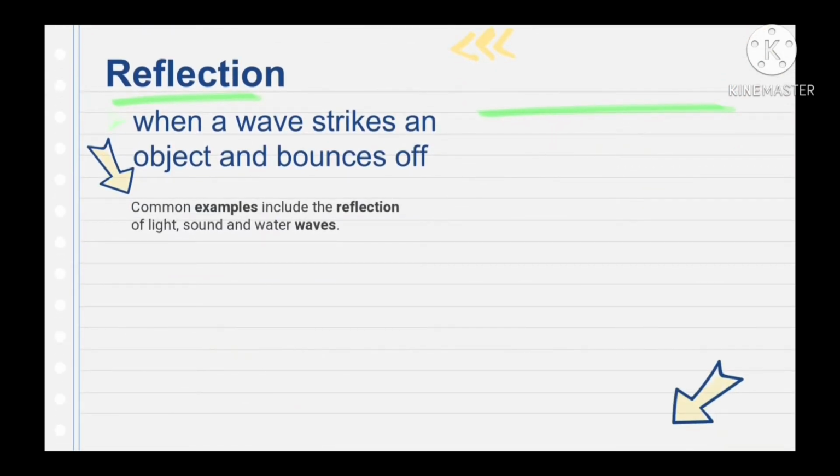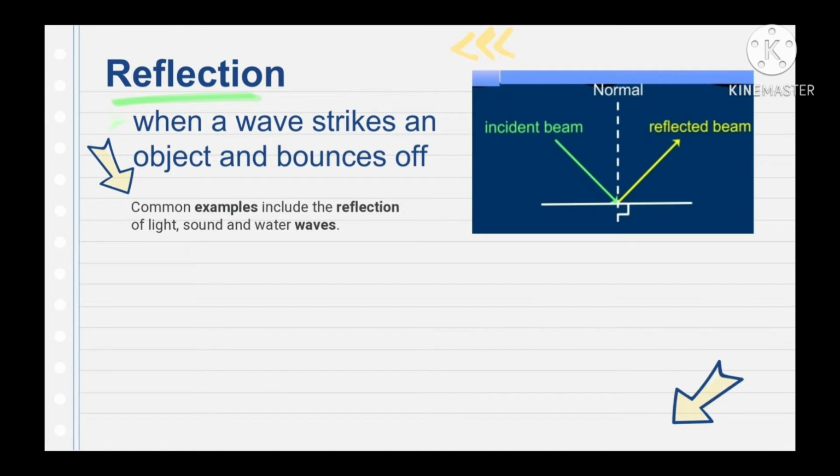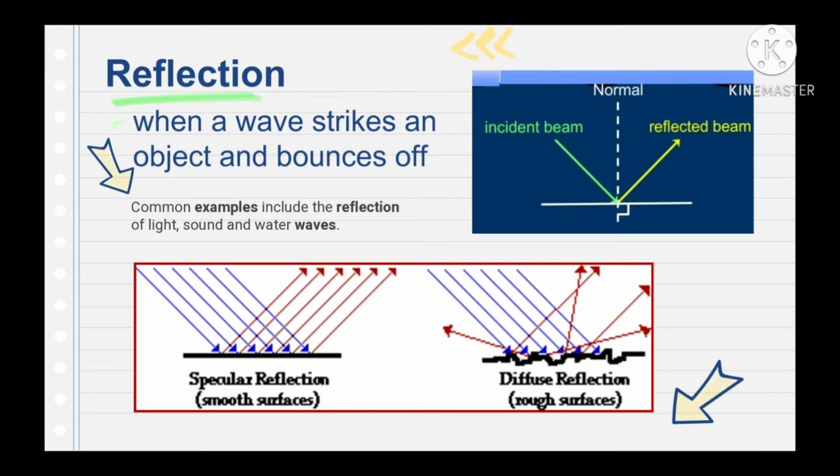Reflection is when a wave strikes an object and bounces off. Common examples include the reflection of light, sound, and water waves. Okay, you can see the picture. There's our incident beam, normal line, and then reflected beam. And also there's specular reflection with a smooth surface, and then diffuse reflection with a rough surface. You can see the difference of the rows.